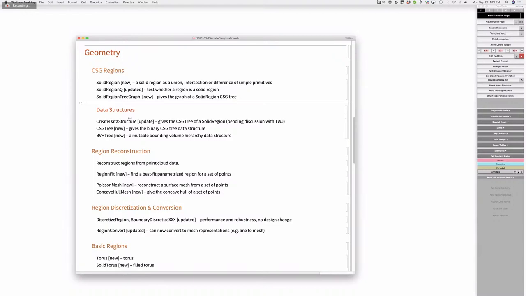all right. Reconstruct regions from point cloud data. What is this?